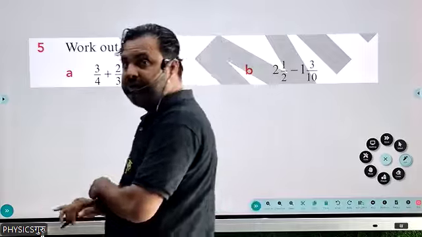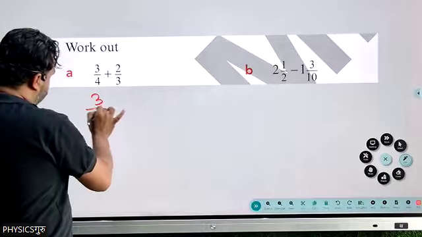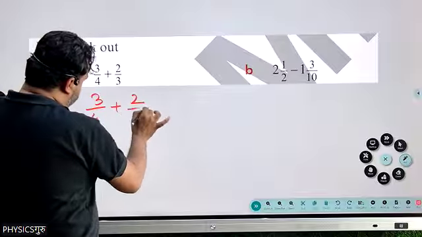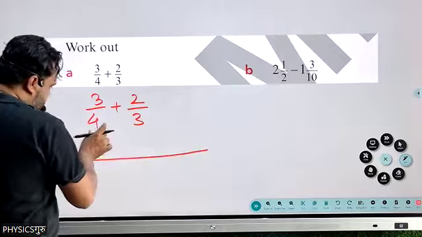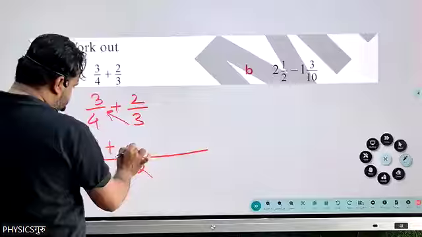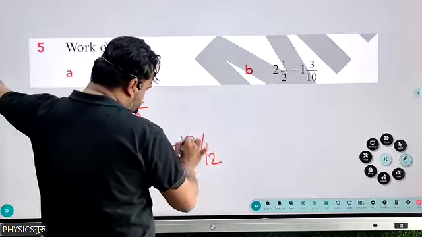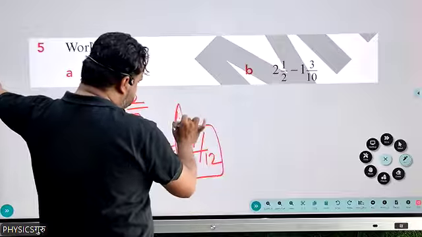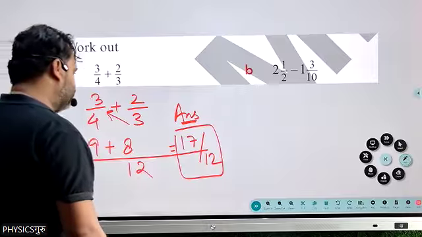Fifth A. So 3 over 4 plus 2 over 3. So what we can do is simply take the LCM. 4 times 3 is 12. Now cross multiply, 3 times 3 is 9, 4 times 2 is 8. So 9 plus 8 is 17 over 12. 17 over 12 is the required answer.